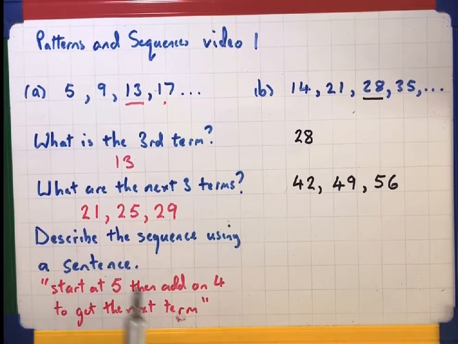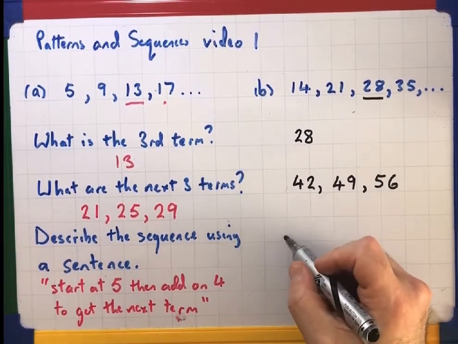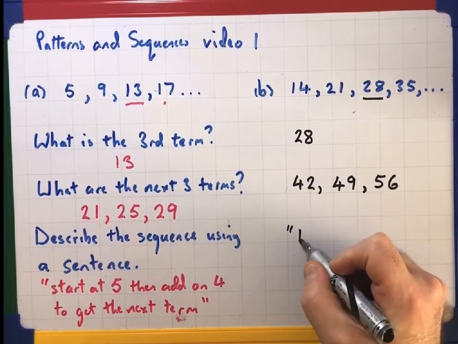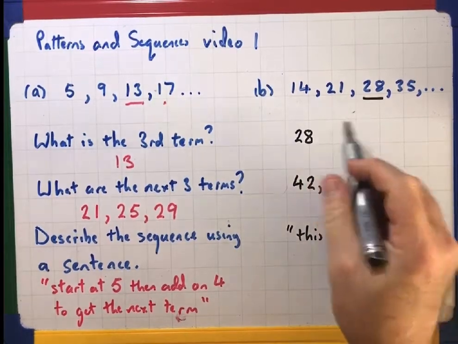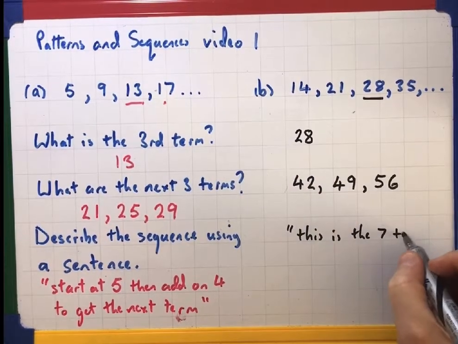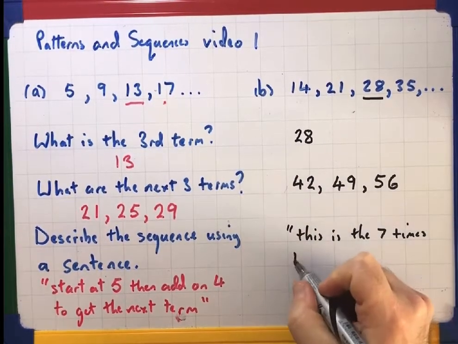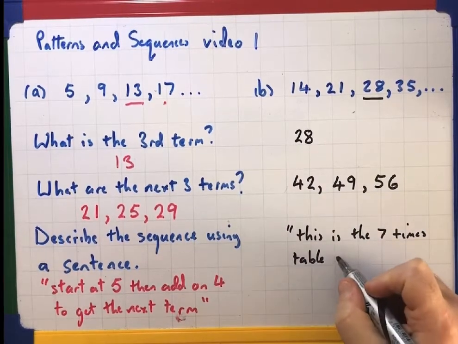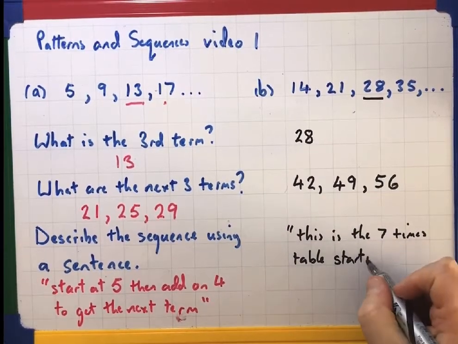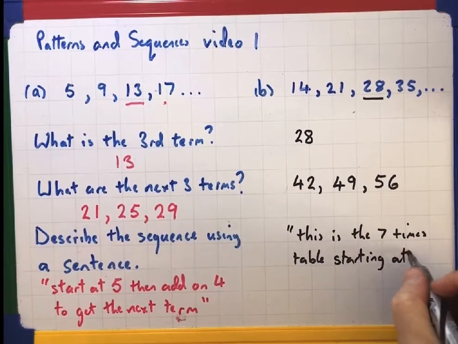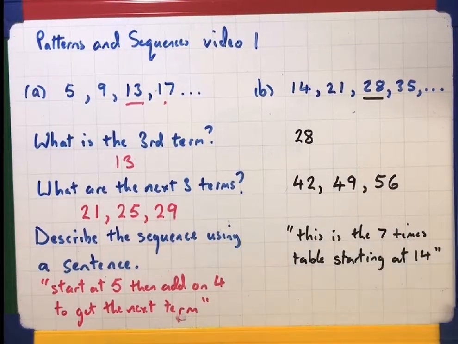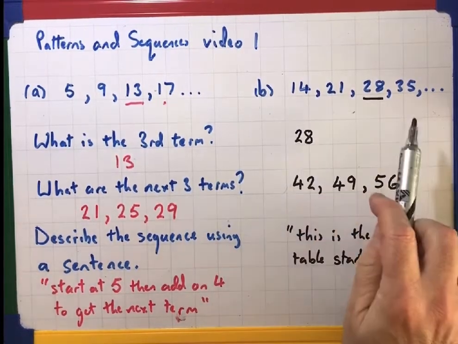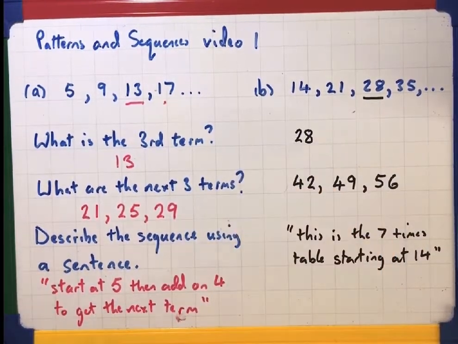Now, it says describe using a sentence. Well, I would say this is all these numbers from the 7 times table, starting at 14, isn't it? Because it's the 7 times table, but it's not starting at 7, it's starting at 14.